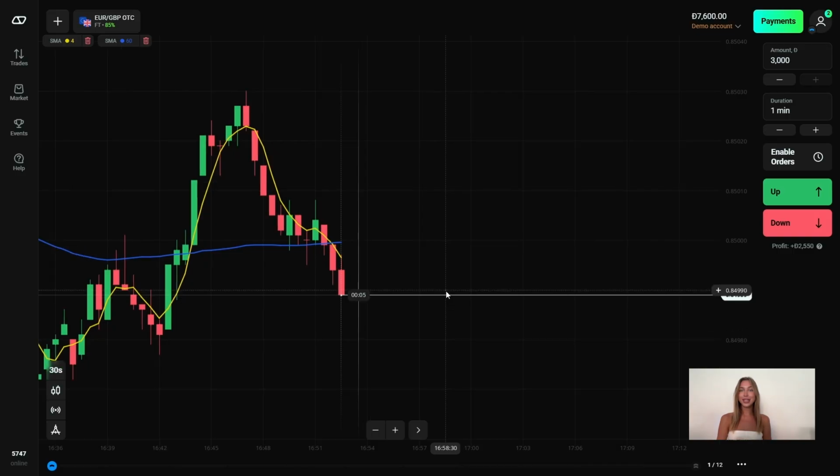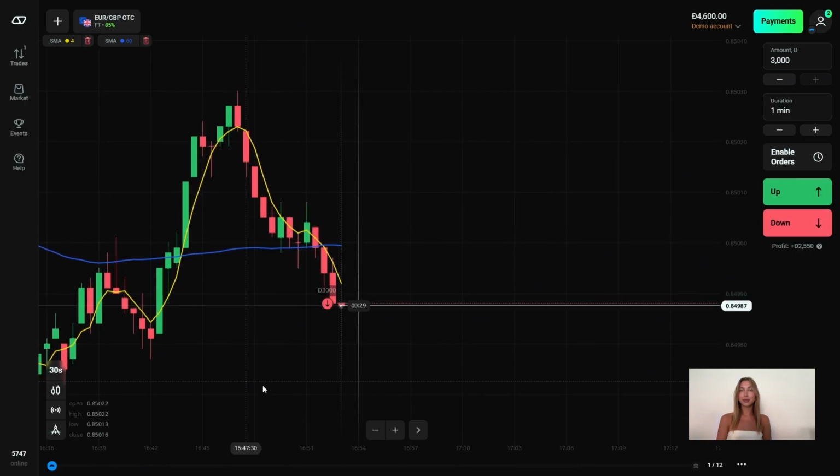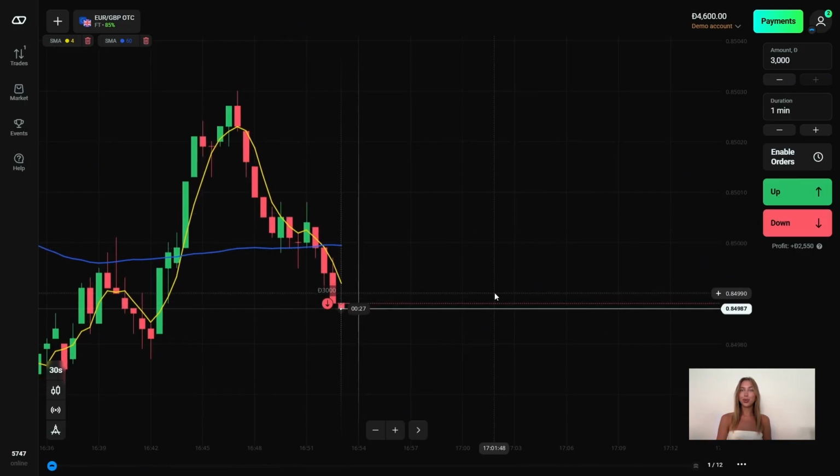So in just 5 seconds, I will open a position of 3000 for a short trade. My trade is now open, and if this trade closes in a profit, I will earn 85% net profit from my trade amount. I hope this will be a winning trade so we can move on.